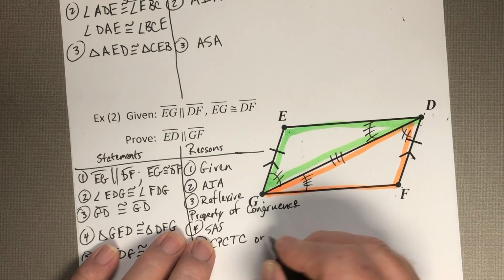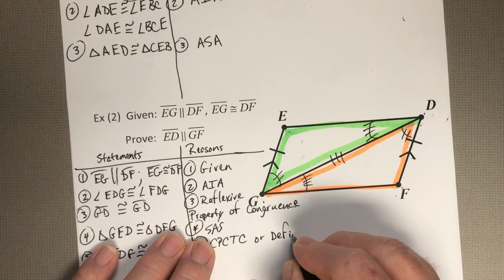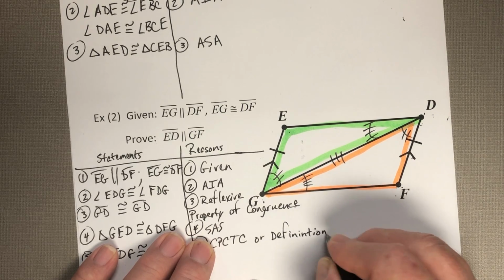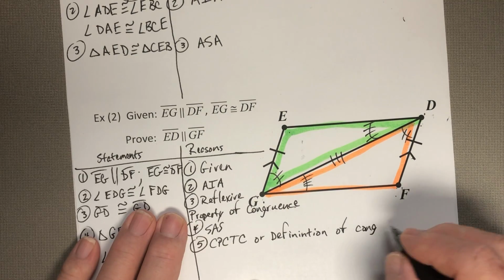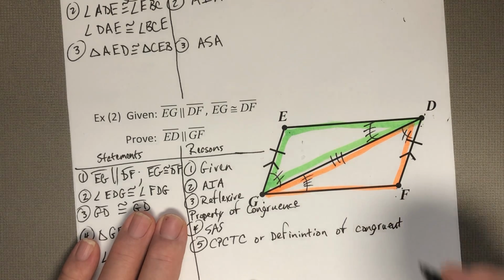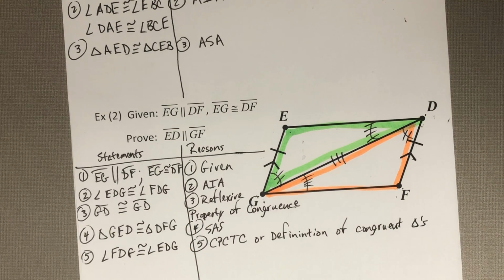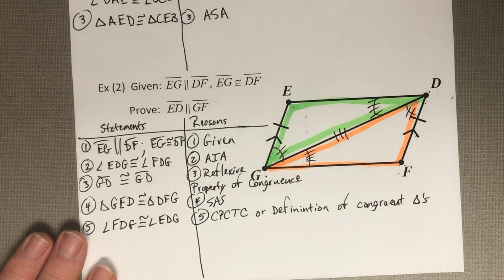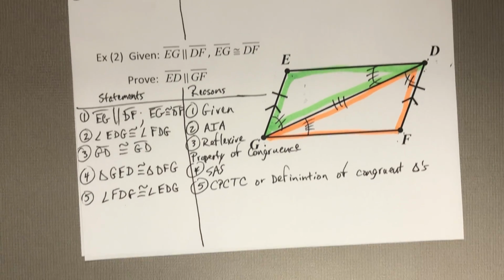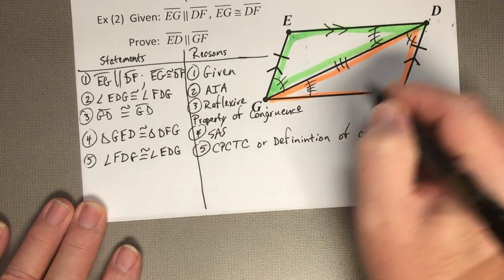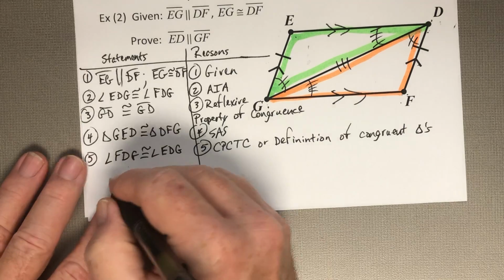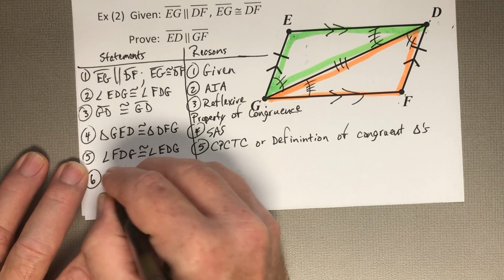Or if you want to use the definition of congruent triangles, you can. That's in essence what it is. Definition of congruent triangles or corresponding parts of congruent triangles are congruent. All right, I would take either one of those as a valid reason. I prefer the CPCTC, but if I don't get that, that's okay. All right, and now my last statement will be what I'm trying to prove, which is that segment ED is parallel to segment GF.